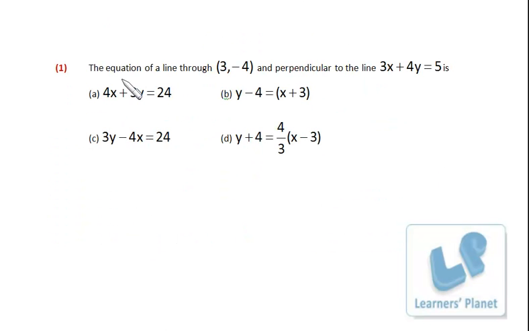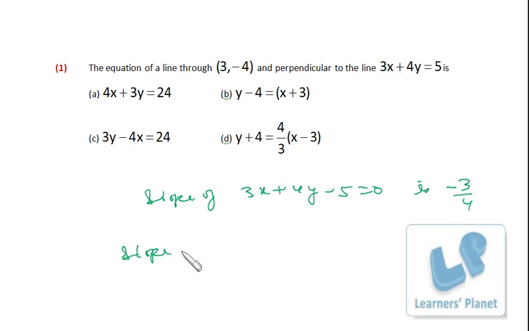Now on the same concept we try this problem. The equation of a line passing through this point and perpendicular to this line. We have to find the equation of a line that is perpendicular to this line. The slope of 3x plus 4y minus 5 is equal to 0 is minus 3 by 4, right? So the slope of the line perpendicular to this line is 4 by 3.